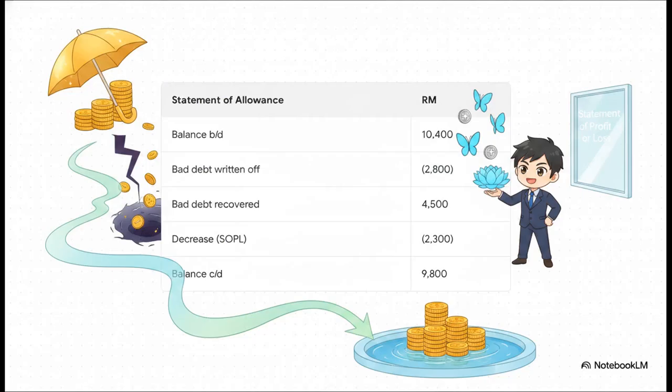Let's see how this all builds mathematically by walking through example 7 from your notes. We start out with a brought down balance of our allowance, so our starting umbrella, at 10,400 ringgit. Then a confirmed bad debt happens, so we have to deduct, or write off, 2,800. But wait, what's this? A past customer suddenly pays us back out of nowhere, so we add in a bad debt recovered of 4,500. Finally, at year-end, we determine our required carried-down balance needs to sit at exactly 9,800. To get our math to perfectly balance out from the subtotal down to 9,800, we need to recognize a decrease in the loss allowance of 2,300, which flows straight to our statement of profit or loss.